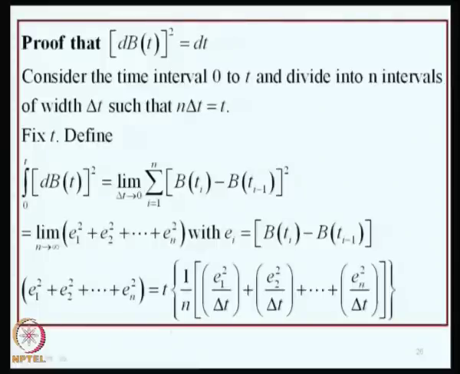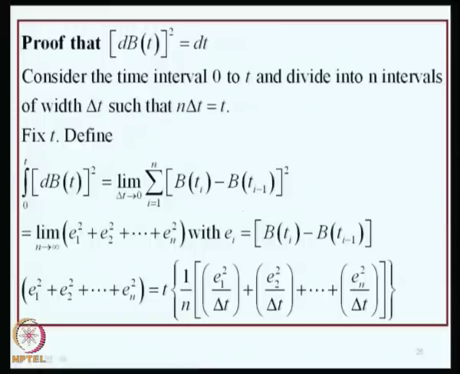Now, I stated those 3 rules, we can quickly see if we can offer a simple proof for those things. Suppose I consider how to prove that (dB of t) whole square is dt. I will consider the time interval 0 to t and divide it into n intervals of delta t such that n delta t is t. We will fix t, and now let us define integral 0 to t of (dB of t) whole square as this summation, limit delta t going to 0, i equal to 1 to n, where dB is the increment of the Brownian motion process. So, I will write it as (B of t_i minus B of t_{i-1}) whole square.